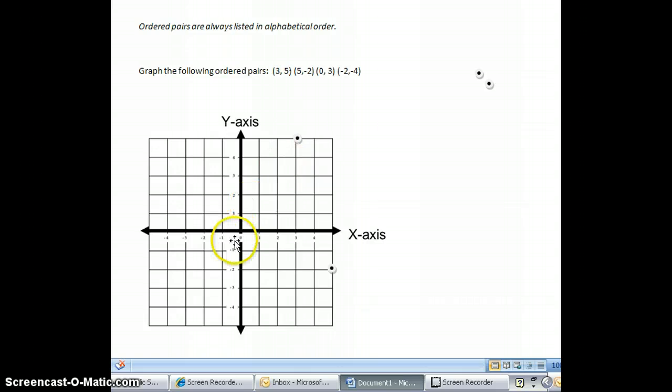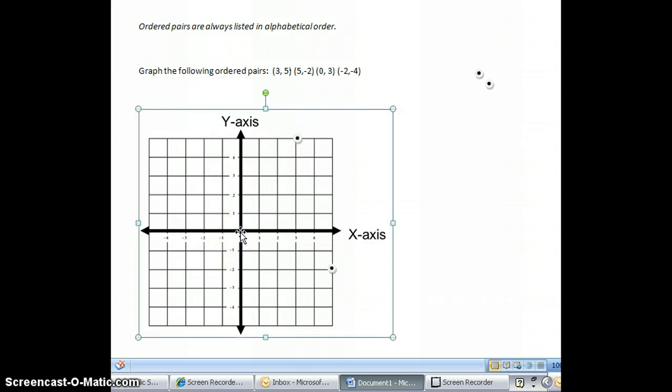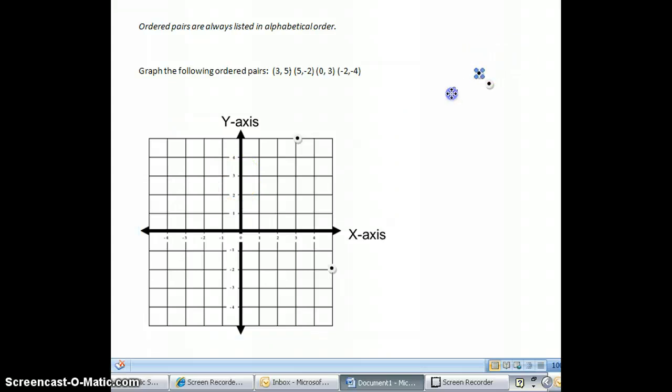Now 0, 3. This one can be tricky because 0 means I'm going to go in the horizontal direction 0 times. So that means basically I'm staying here. I'm not going anywhere. Then I'm going to move in the positive direction 3. 1, 2, 3. So this ordered pair actually is on the y-axis.